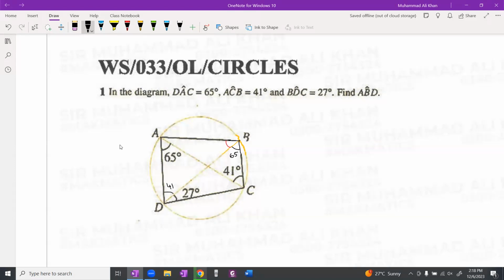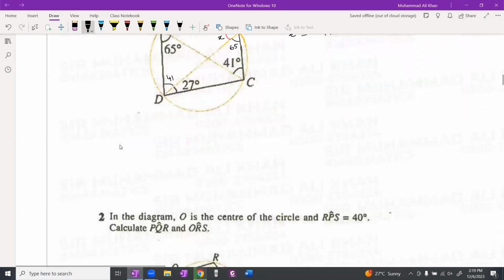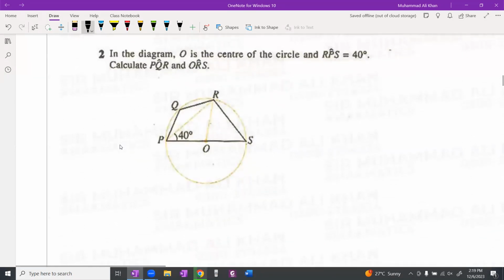So we can say that, let's say this is X, equals 180 minus 65 minus 41 minus 27. By this, we'll get the value of X, which will be 47. The value of X is 47. Hopefully it is clear. Now the next question, number 2.